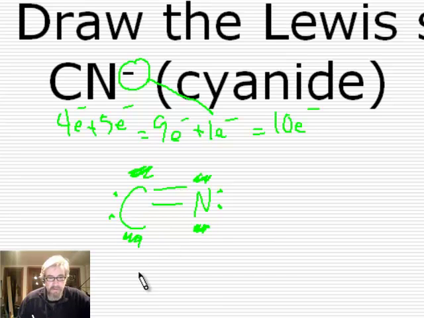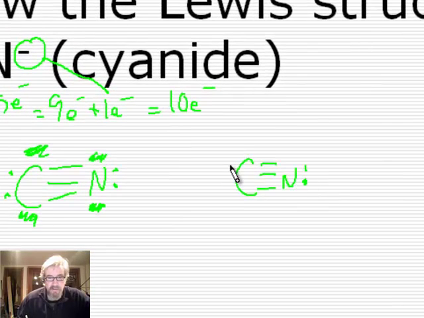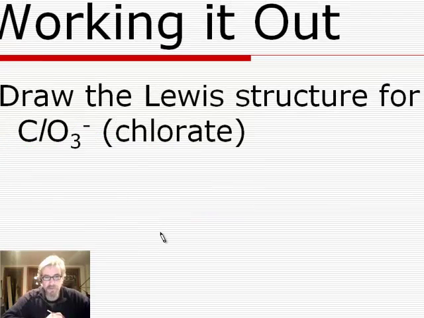So I'll take this away, another pair, put another bond in there, 2, 4, 6, 8, 10, and now I have the correct count. So let me just neaten this up a bit. There's my Lewis structure. I put square brackets around it and indicate its charge. Here's another one to try.